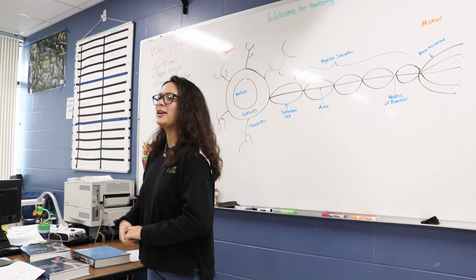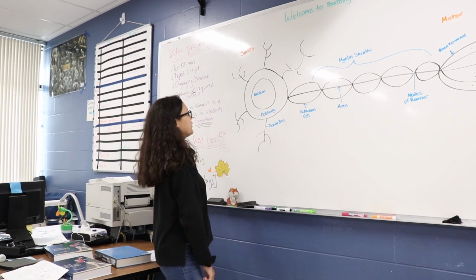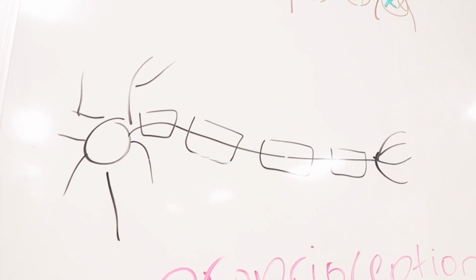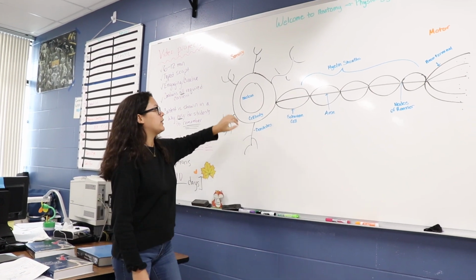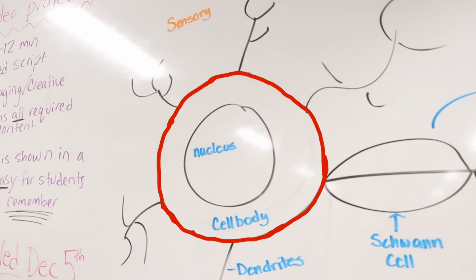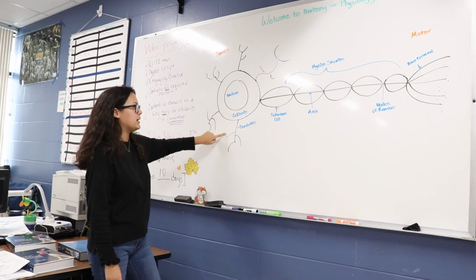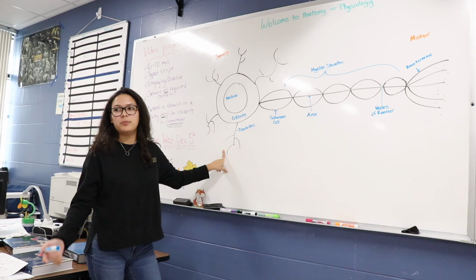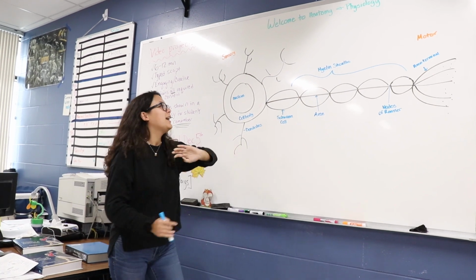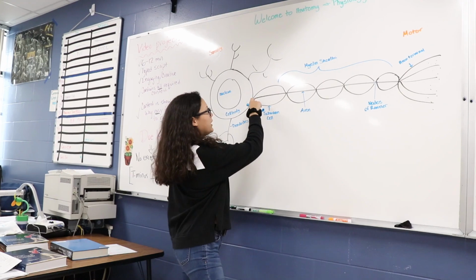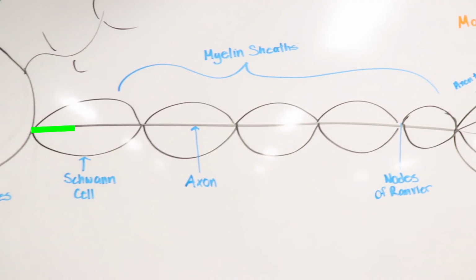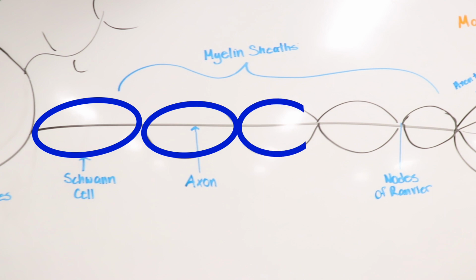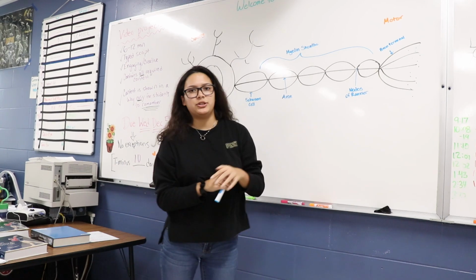Welcome to class, everybody. So today we're going to be learning all about the neuron. Over here you have the nucleus, which is the center of every cell, and then you have the cell body itself, and coming off of the cell body are the dendrites, which help receive the signal in the neuron. And then over here we have the line going down the middle, called the axon, so the signal gets sent across that line, and all of these little bubbles together are called the myelin sheaths.